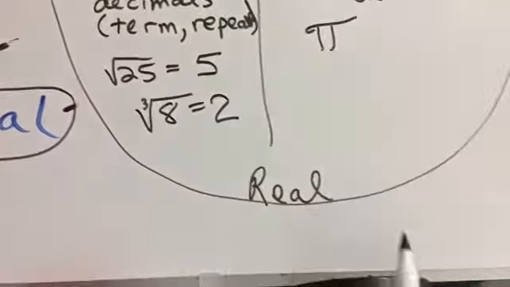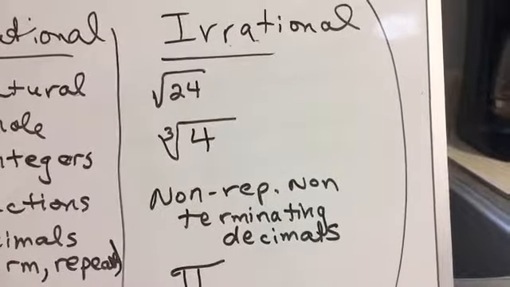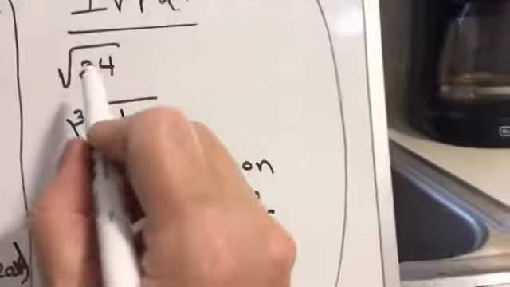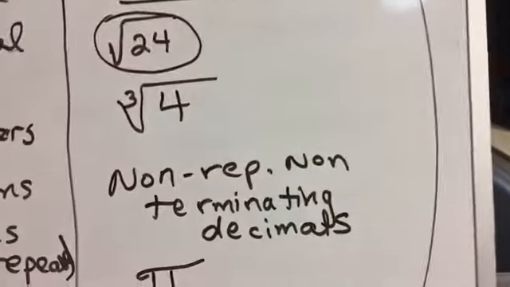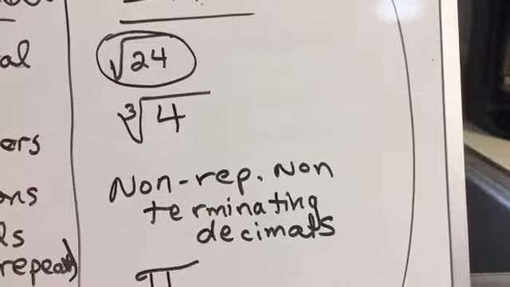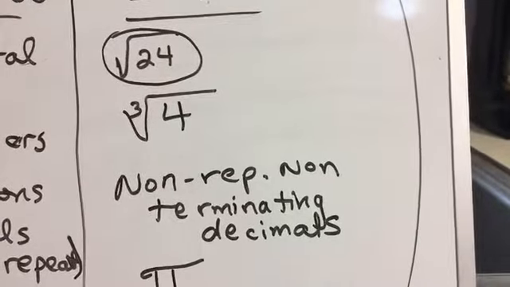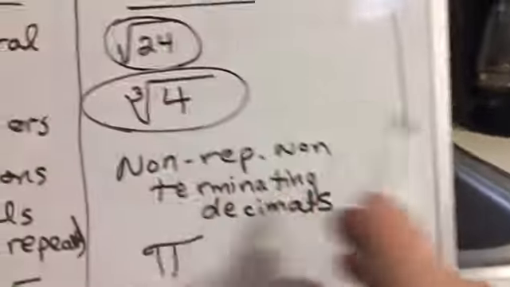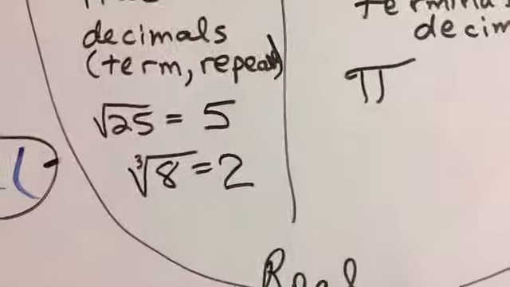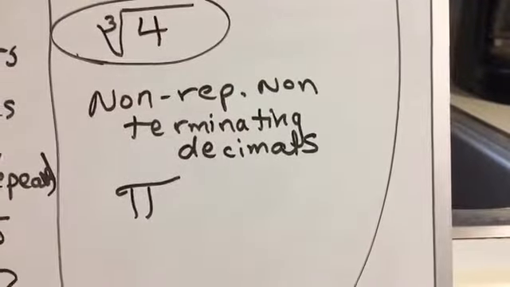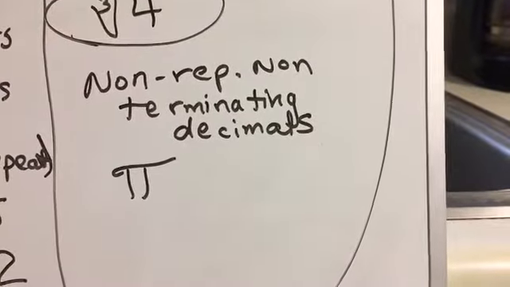On the other hand, numbers that do not turn into fractions are irrational, like the square root of 24. We cannot turn square root of 24 into a fraction. It becomes a decimal that never terminates and never repeats. Same thing for cubic root of 4. Any square root, cubic root, fourth root, fifth root, any kind of root that does not come out evenly, like square root of 25 and cubic root of 8, will be irrational. Any non-repeating, non-terminating decimals will be irrational.